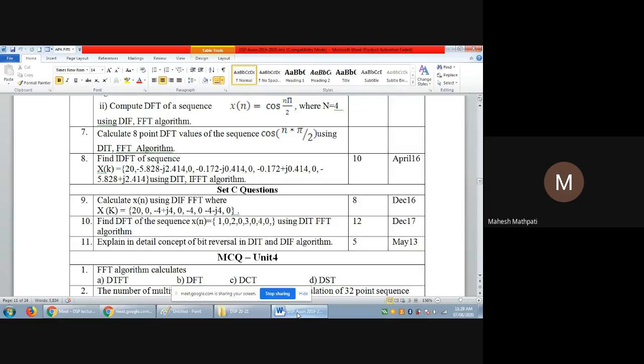Then finally he has asked a theory question: explain in detail the concept of bit reversal in DIT and DIF algorithms. I have given you how to write for bit reversal. Or you may expect a question on in-place computation, or on the Goertzel algorithm. I think once or twice it has been asked to explain the Goertzel algorithm, or they may ask an example on the Goertzel algorithm also.